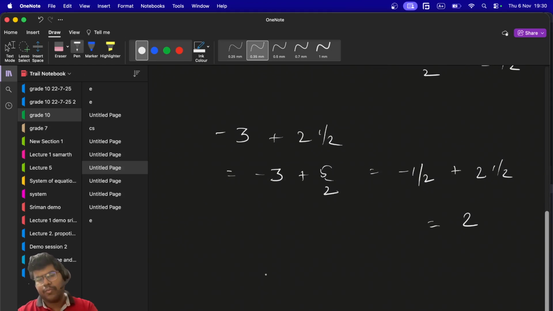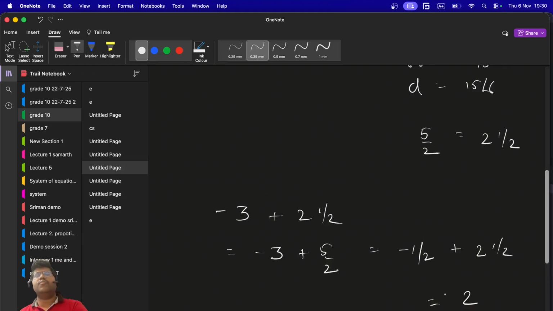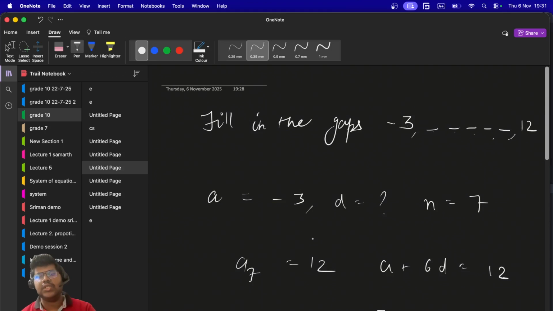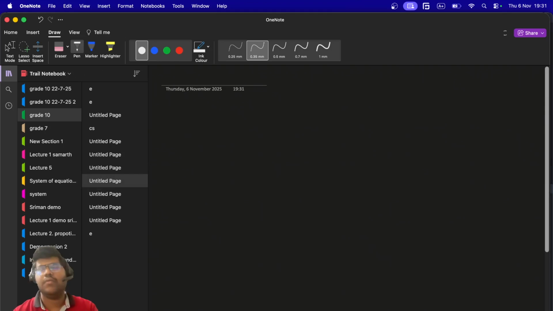So then the sequence completes. So we have negative half, comma 2, comma 9 over 2, comma 7, comma 19 over 2. So this would be the idea. How do we decode this problem, right? Okay.